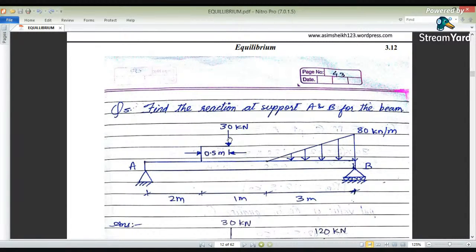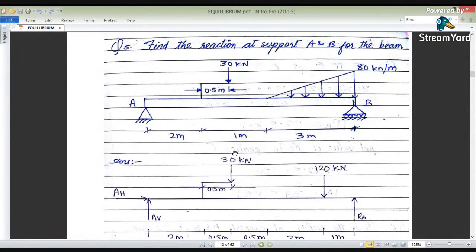So first we will have the couple. What is the definition of a couple? When two like parallel forces are acting at a point, that forms a couple. So we have to convert this 30 newtons into a couple. We will apply a vertically downward force and a vertically upward force at this point. So we have drawn this figure for this.